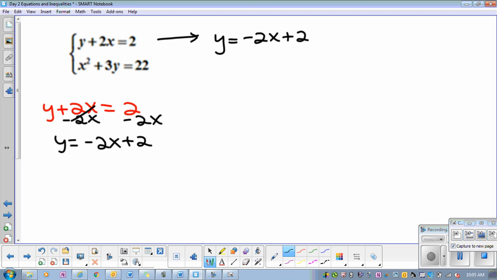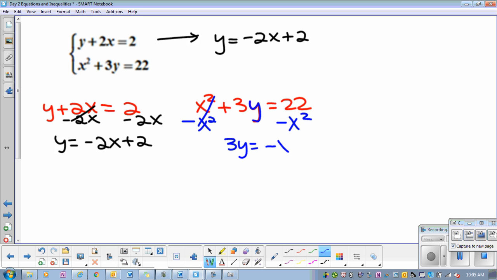So then let's look at the second one. I'm going to solve it for y. What should I do first? Move the x squared. And I have 3y equals negative x squared plus 22. And now divide by 3. You're solving for y.